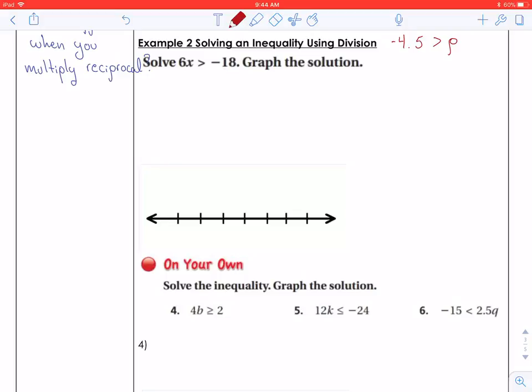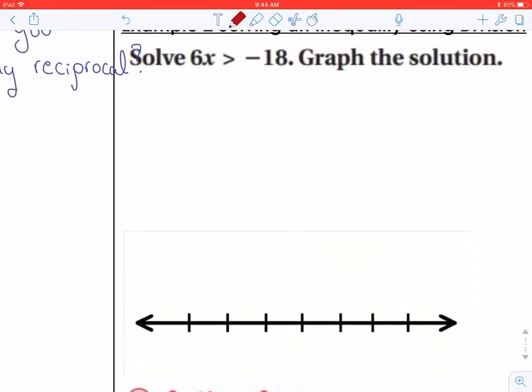So in example 2, we're being asked to solve 6x is greater than negative 18, and then graph the solution. Just as a reminder, when we're being asked to solve an inequality, we want to figure out all the values that x can equal that, when we plug them in for x, will give us values that are greater than negative 18. So we've already had some practice with this.